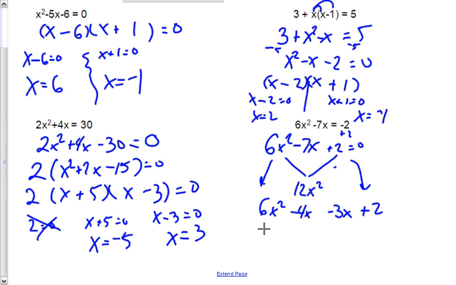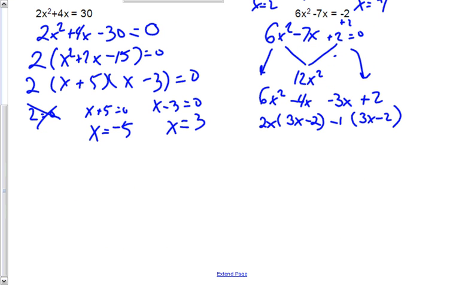Okay, this factors here, you can take a 2x out, and you have 3x minus 2. And over here, you want it to match over here. It's close, but it's off by sign, so I'm going to take a minus 1 out, and I get 3x minus 2. Well, doing that, we get a common factor by grouping. 2x minus 1, 3x minus 2, and there we go.